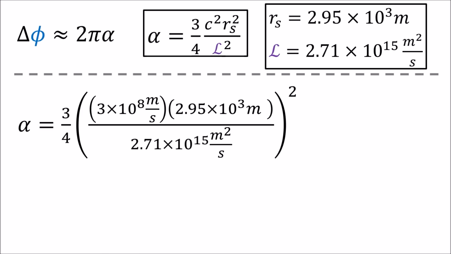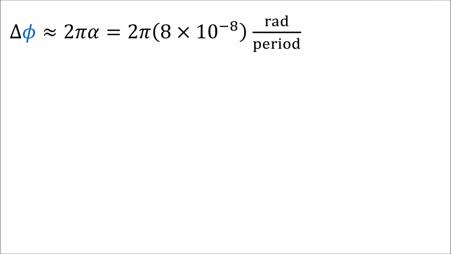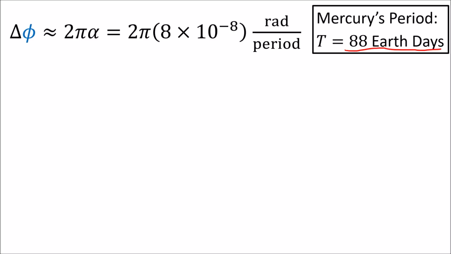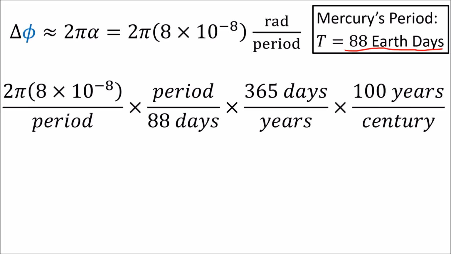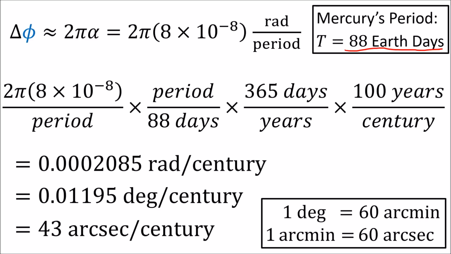Putting all this together, we get a perihelion advance of 2 pi times 8 times 10 to the negative 8 radians per orbit. Knowing Mercury's orbital period around the Sun to be 88 Earth days, we can calculate Mercury's perihelion advance in 1 Earth century, which is 0.0002085 radians, or 43 arcseconds.